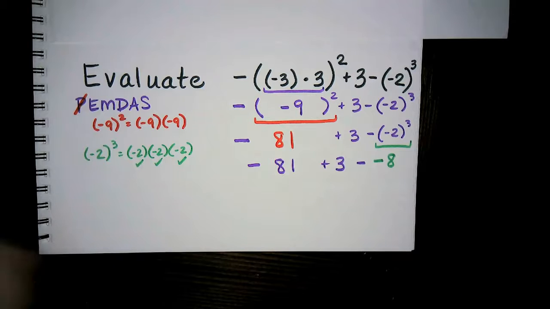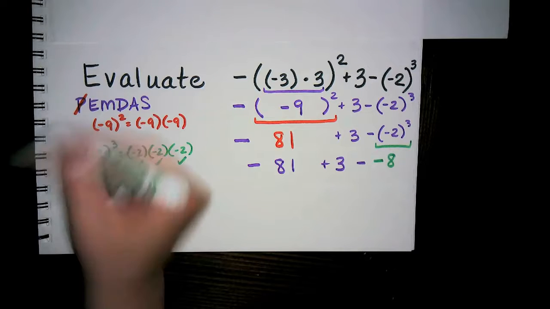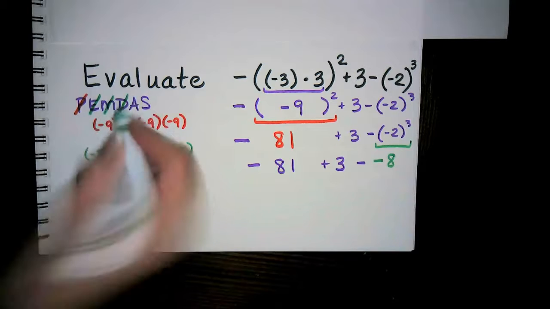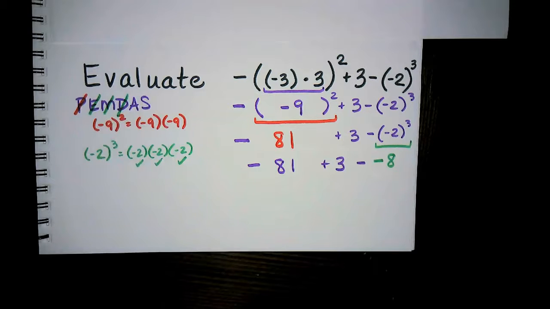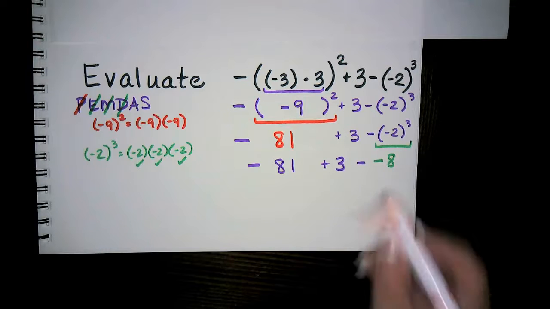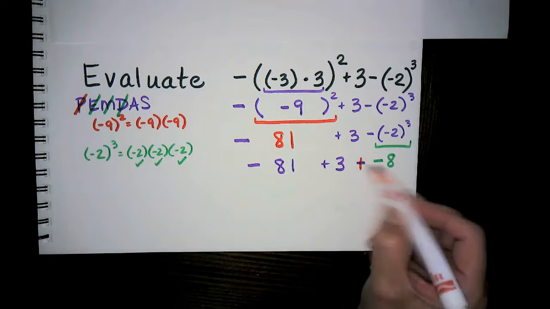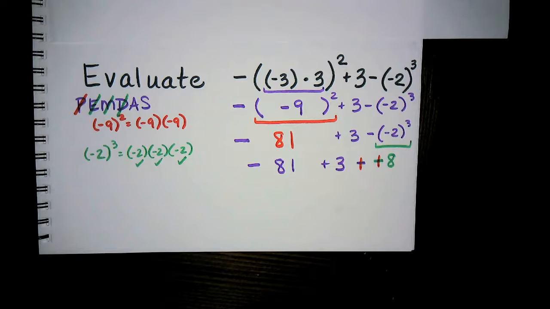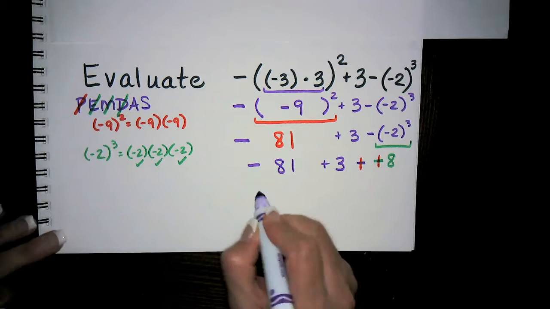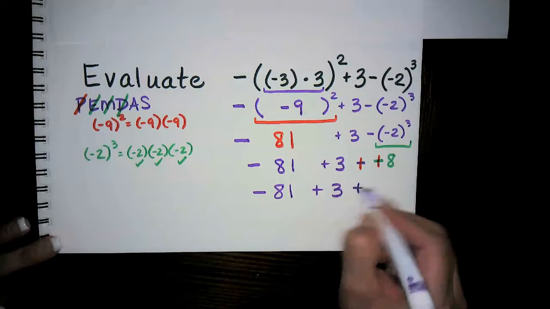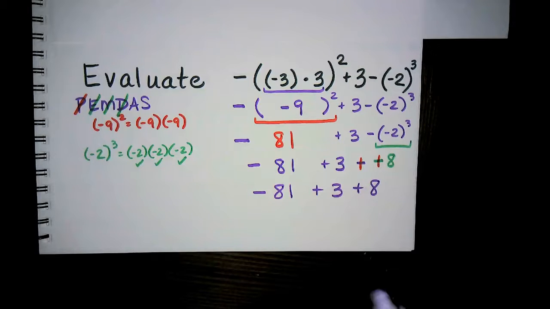So now that deals with our exponent. We don't have to do that anymore. I don't have any multiply or divides. So we're down to the add or subtracts. All right, this is bothering me. So let's just go ahead and clean it up by changing this subtraction to a plus. I can only do that if I change the sign of the next number. So now my problem looks like -81 +3 +8.